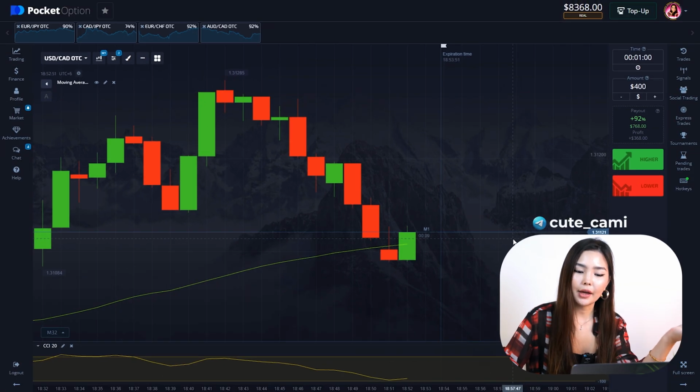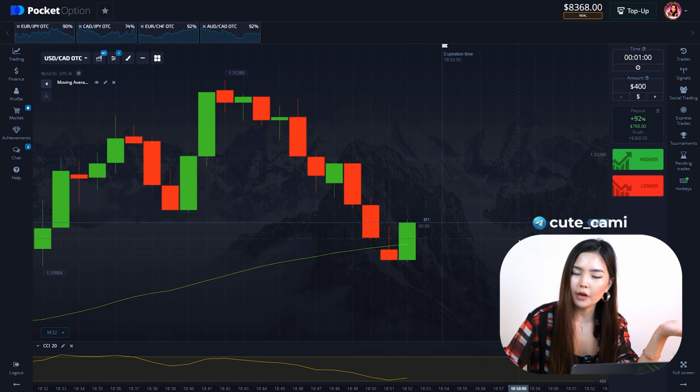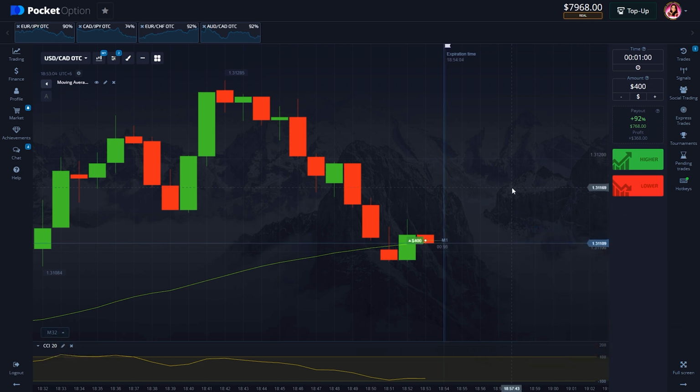Price crossed MA 50 from bottom to top and CCI was almost at the 100 level. So I will enter on the next candle. Yeah, I enter.